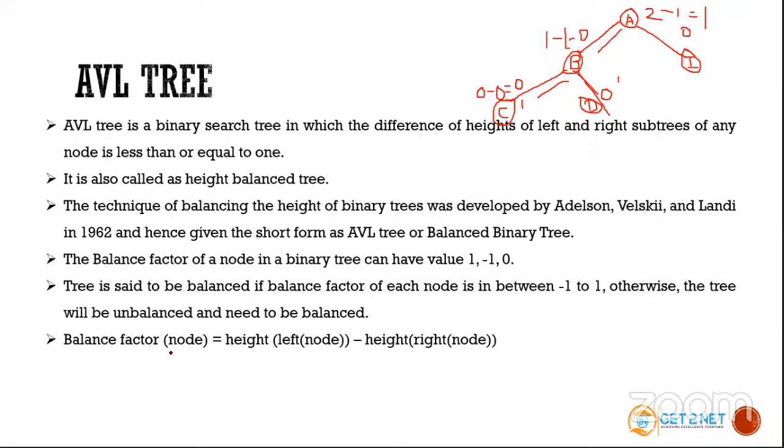Balance factor. See, the balance factor formula is this one, what I have done just now. Balance factor is the height of left node minus height of right node. What is the height of left node? It was 2, right? And the height of right node was 1. 2 minus 1 is 1. That is the balance factor. Clear, everyone? So let's move on with an example.